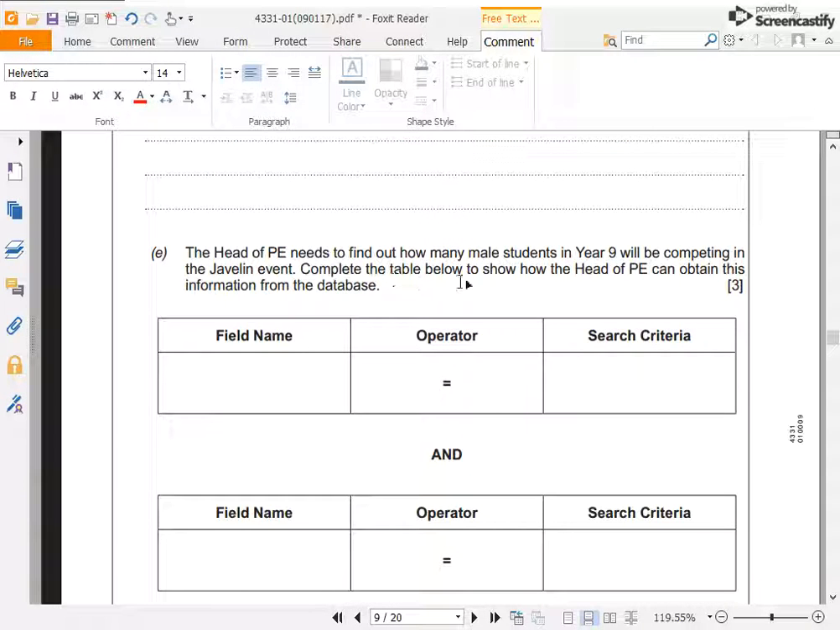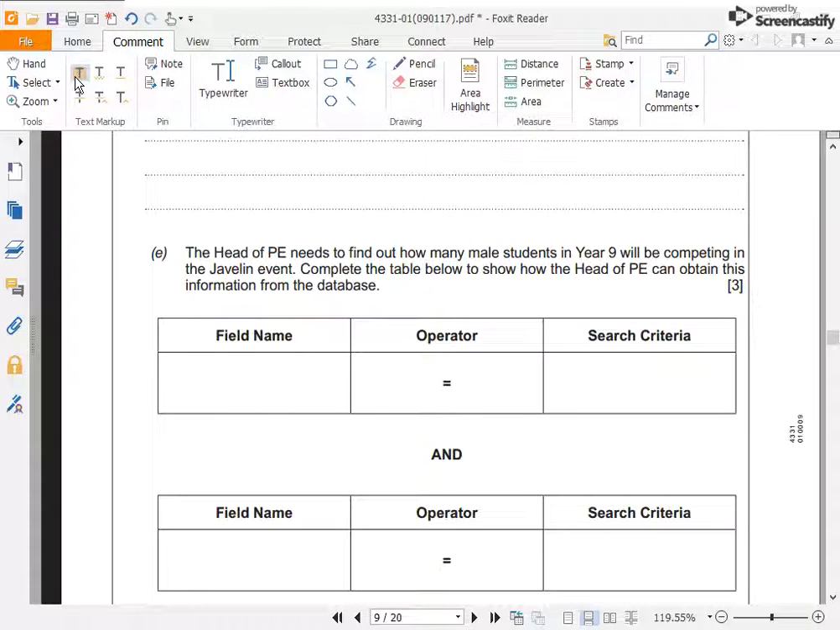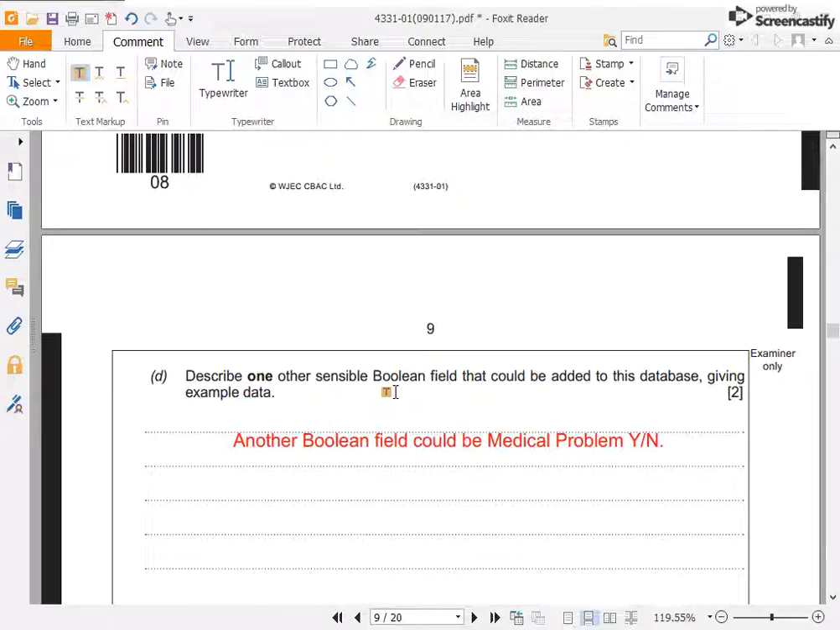The head of PE needs to find out how many male students in year 9 will be competing in the javelin event. Complete the table below to show how the head of PE can obtain this information from the database. It might be a good idea to use your pen to highlight or circle what exactly you're looking for. The male students in year 9 will be competing in the javelin event. So we need to put fields and the search criteria, so have a little think of those.